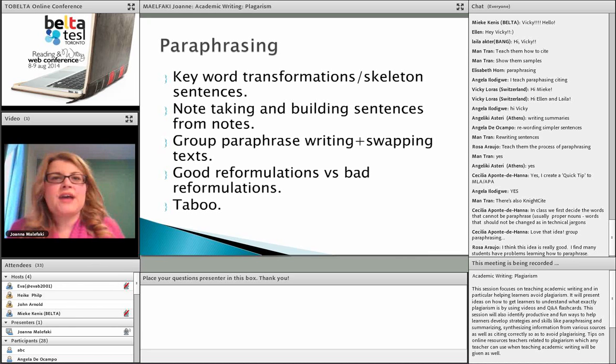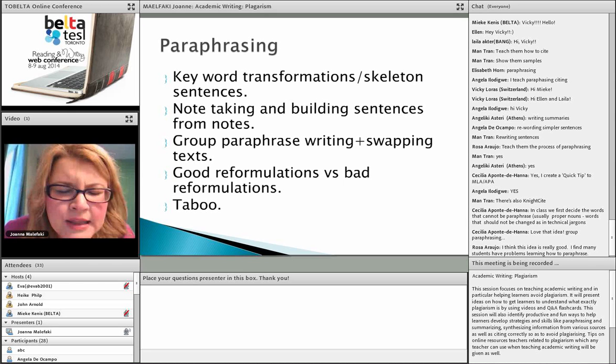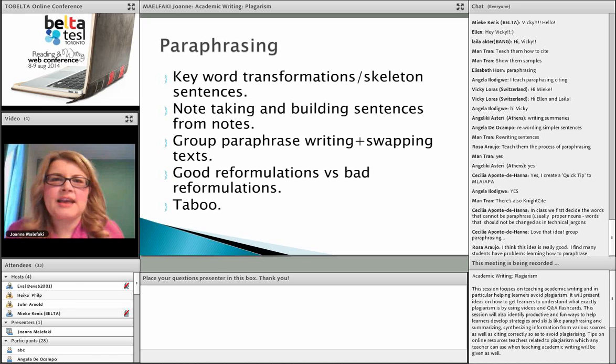Of course, you could have blown up on your overhead projector or on your smartboard, good paraphrase, bad paraphrase, and get your learners to reflect. Why is this good? Why is that bad? And another thing you can try is the game Taboo. We know this game, so this works better when you're trying to find synonyms or words that have similar meanings to nouns. You have a word on a card and then someone has to describe it and the other has to guess.